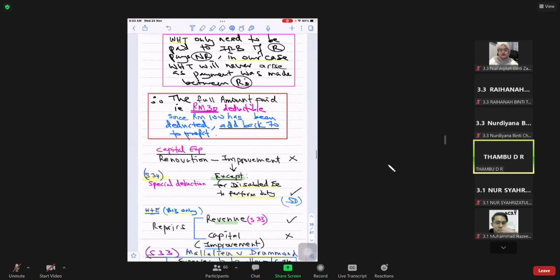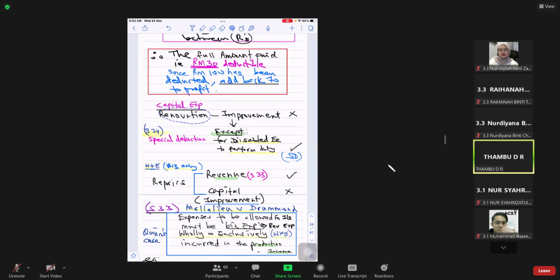Okay, other item. Renovation. If you see the word renovation, it is improvement. Improvement we don't allow in the income statement, except Section 34 says we'll give a special deduction if you spend money renovating the building for a disabled employee to perform duty. Now, a disabled employee's salary gets double deduction, others only single deduction. So let's say the disabled employees need some special thing in the toilet, they put a handrail at the side to hold something and so on. That is part of the renovation.